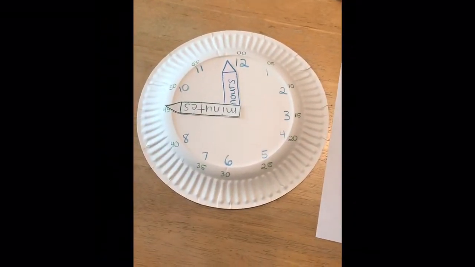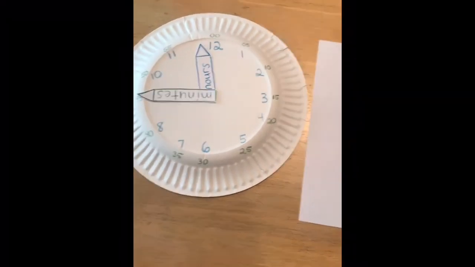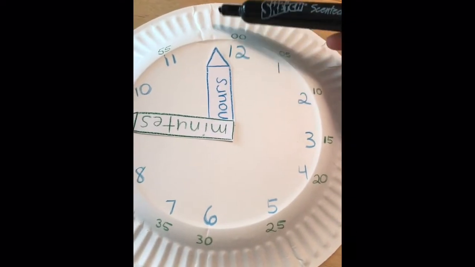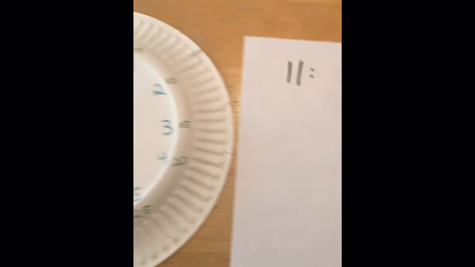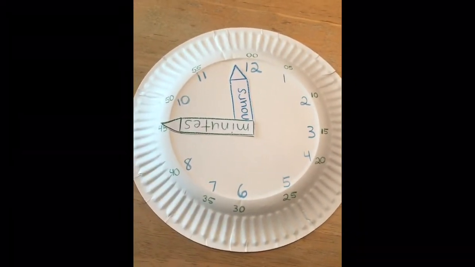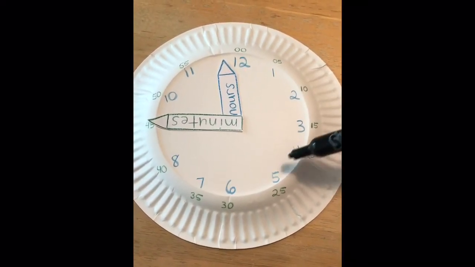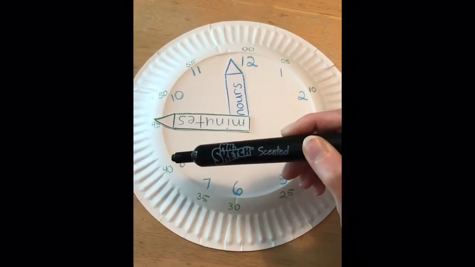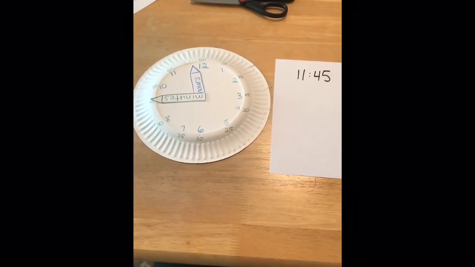Here's your next problem. In this case, the hours hand is, again, not quite touching the 12, so it is still considered 11. So I'll go ahead and write the number 11, followed by a colon. For the longer or minutes hand, I'm going to start at the 12 and then count by fives. 5, 10, 15, 20, 25, 30, 35, 40, 45. So I'll go ahead and write the number 45. And so that clock is showing us 11:45.